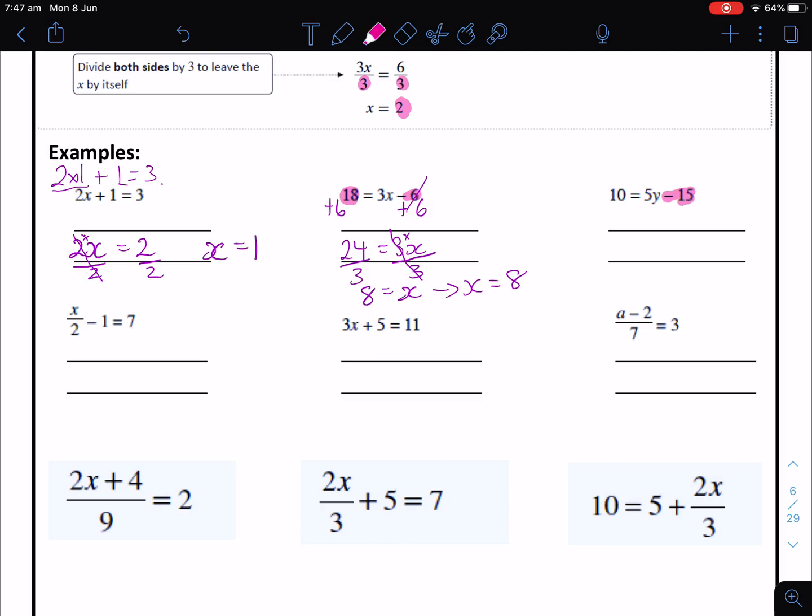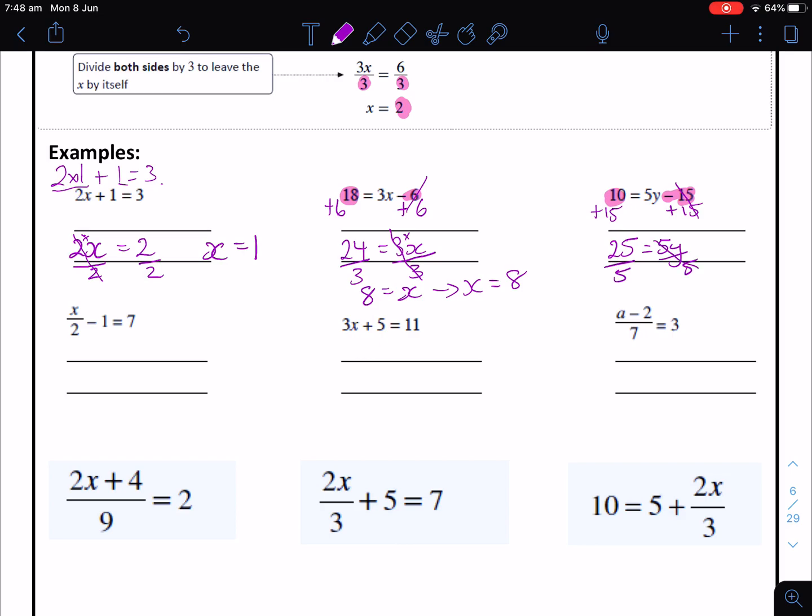So we've got negative 15 or minus 15 and a 10. So we can do the inverse operation. So we're going to plus 15 to both sides. Okay, so 10 plus 15 becomes 25 equals 5y, and 15 minus 15 plus 15 is 0. Again, we've got a one-step equation here. 5 times y, so we're going to divide by 5, divide by 5.